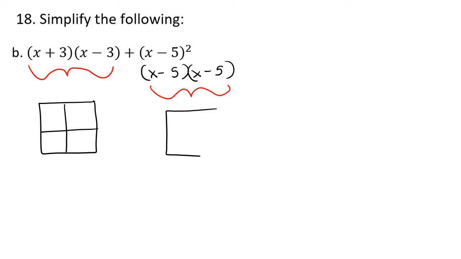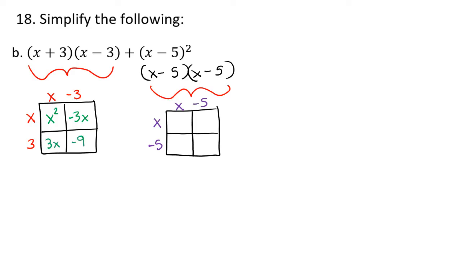Once again, you can use any method for multiplying your polynomials that you like. I prefer the box. So here we've got x plus 3, so that will go here. 1 row for the x, 1 row for the 3. x minus 3, 1 column for the x, 1 for the -3. I'll do the same thing over here. I have x, -5, x, and -5. Now I'm going to multiply everything inside the boxes. x times x is x squared. x times -3 is -3x. 3 times x is 3x. 3 times -3 is -9.